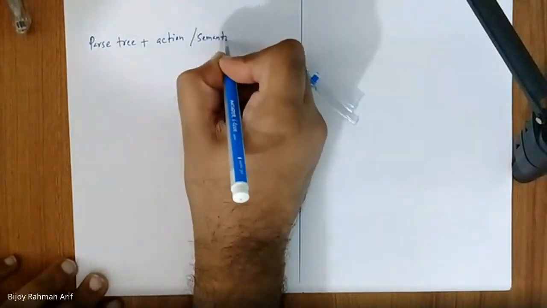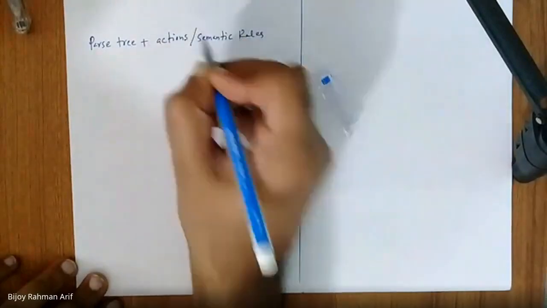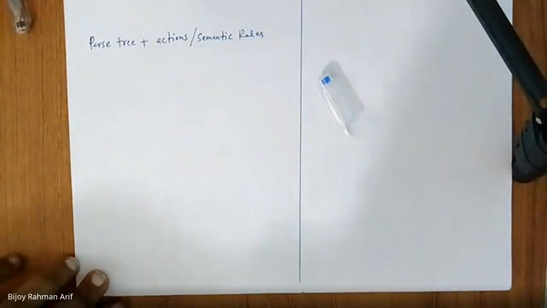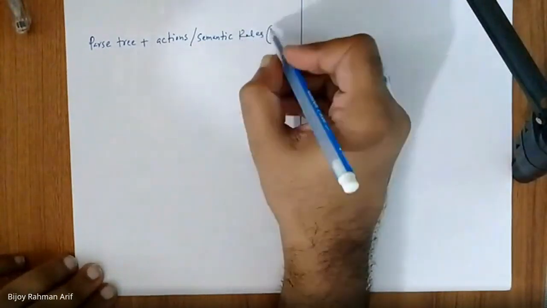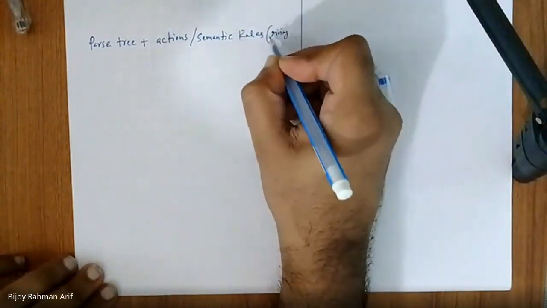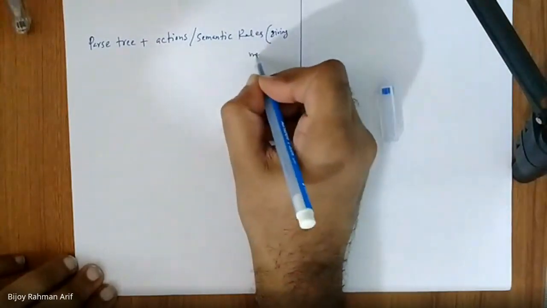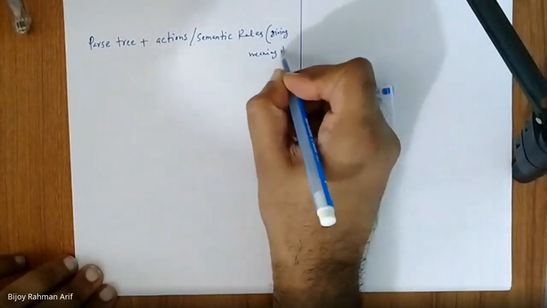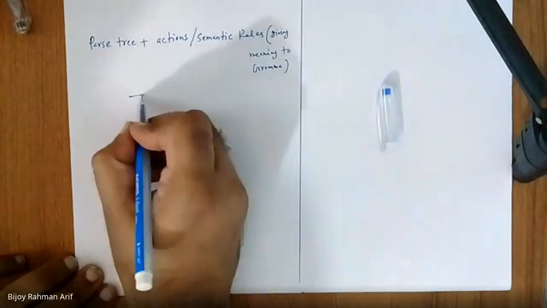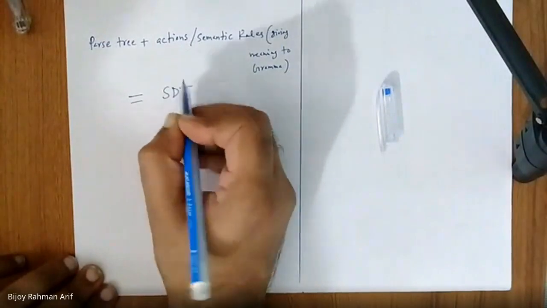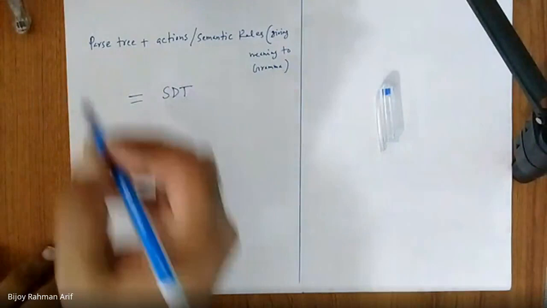What is the meaning of semantic rules? Can you tell me? Semantic means meaning, giving meaning to the grammar. Together, this thing is nothing but SDT. So whenever there is a parse tree, we should say not parse tree, there is a grammar.